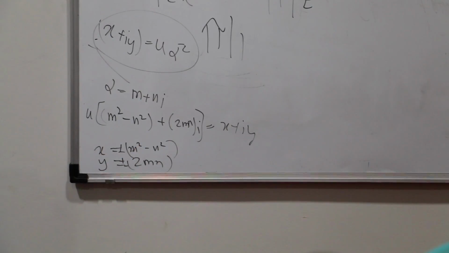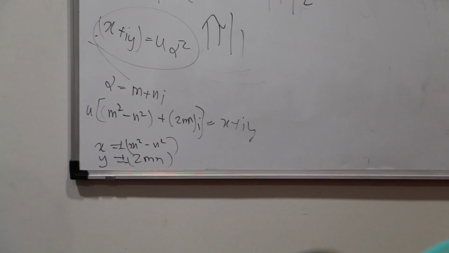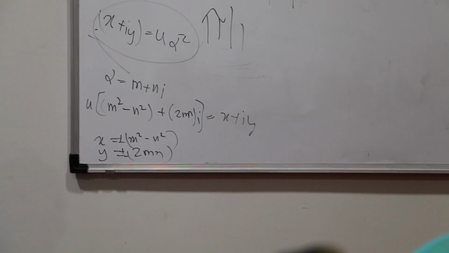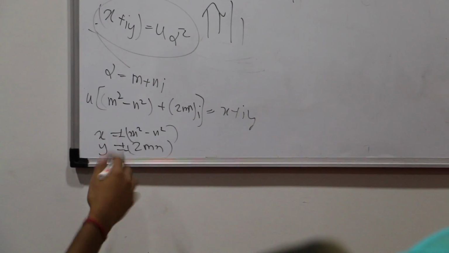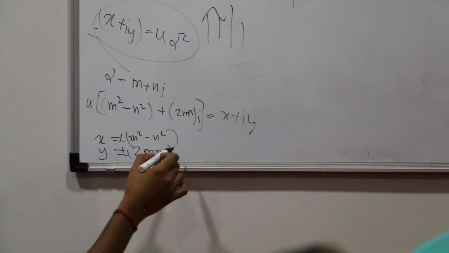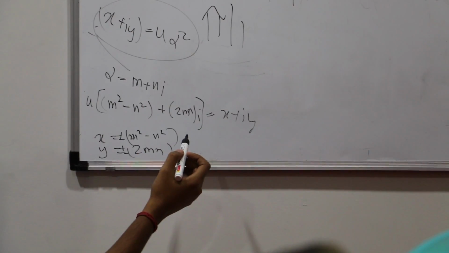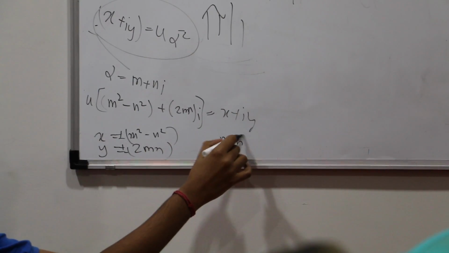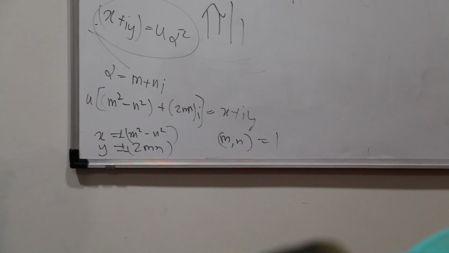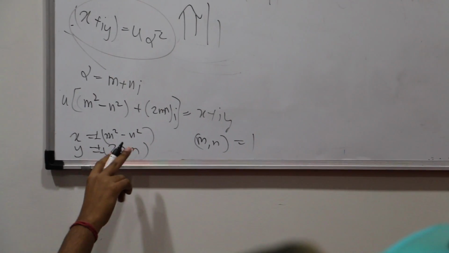Okay. We can find x and y. We have found all possible Gaussian integers. So to ensure that it is primitive, all you need to do is ensure that m and n are relatively prime. And not both odd.